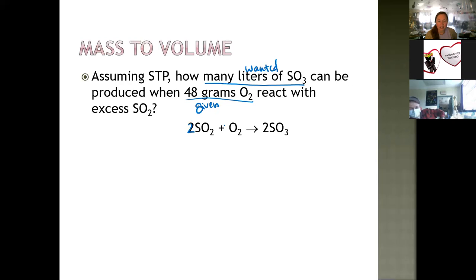My equation, happily, is already balanced. So I can go straight to railroad tracks, start with my given. I've got 48 grams of oxygen gas. Step 1, what do I need to do? What do I need to do with my grams of oxygen?